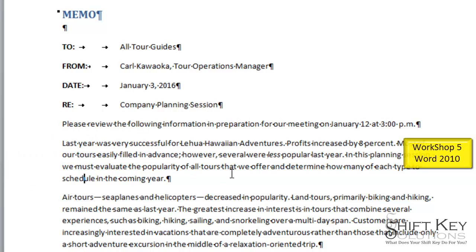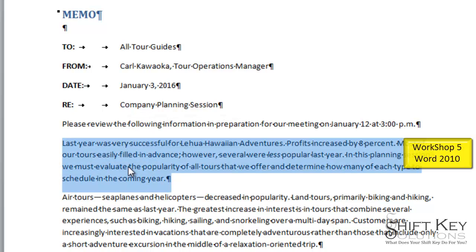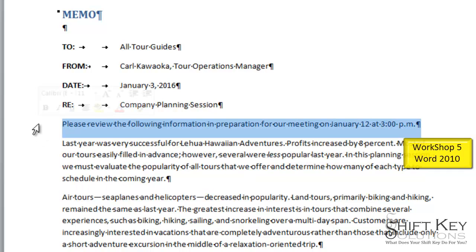Here's a question for you. How can I select an entire paragraph without clicking and dragging? If I don't want to click and drag here, an easy way to select a paragraph is to triple click inside a paragraph. So I can click 3 times here and it'll select the entire paragraph for me. It's kind of a neat little trick. Okay, back to our step here.